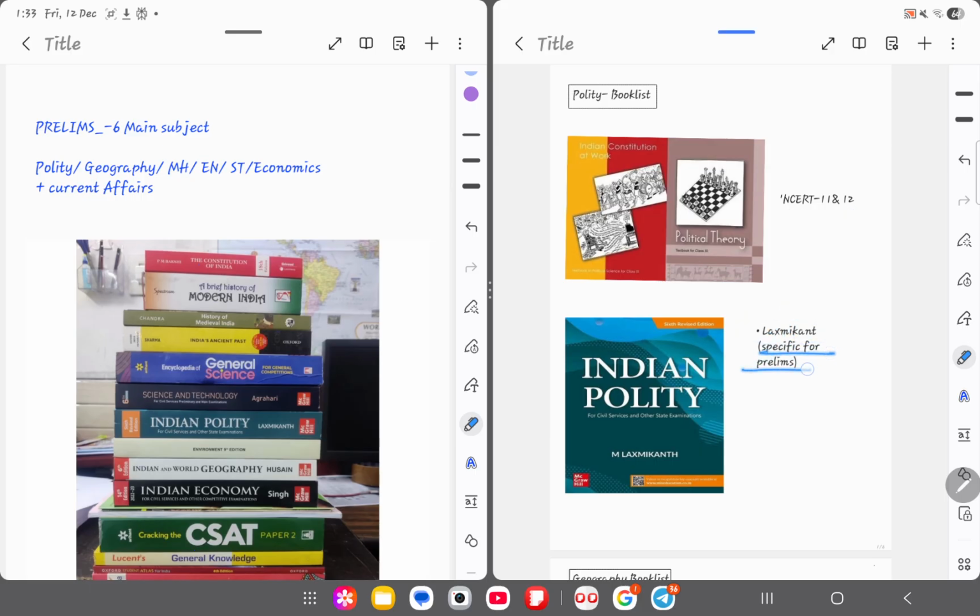For prelims specifically, Lakshmikant is specifically for prelims. Lakshmikant is a very bulky book. So you can read this book along with these two books, so that you generate interest, and with that interest you cover the polity syllabus completely.